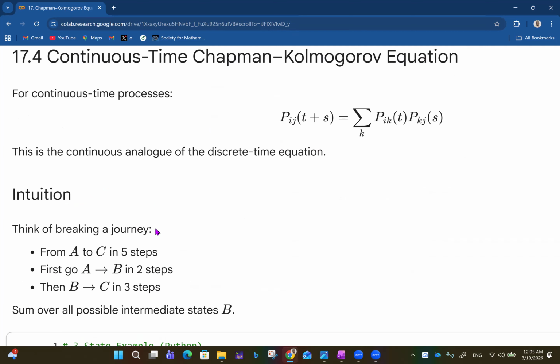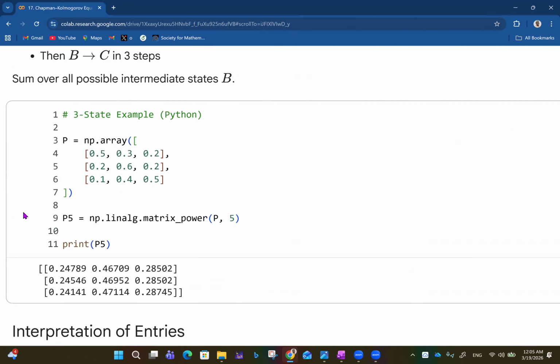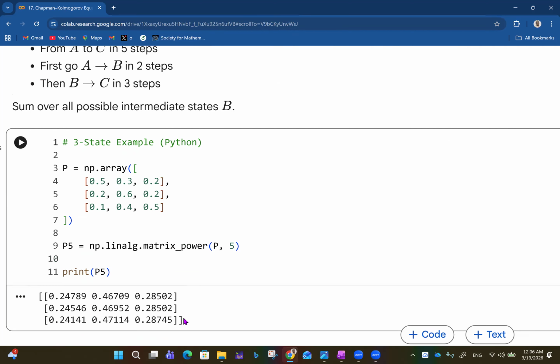The intuition here is that if you think of breaking a journey from A to C in 5 steps, you can first go from A to B in 2 steps and then from B to C in 3 steps, then sum over all possible intermediate states and you get what you need. So that's the kind of idea we have here. So you have a kind of 3-step thing. So you have this P matrix and in 5 steps, you get this result.